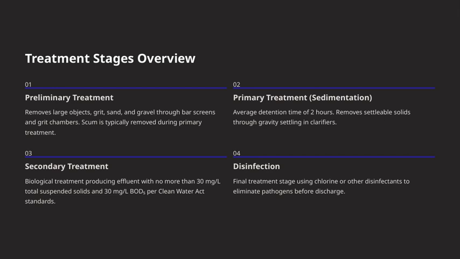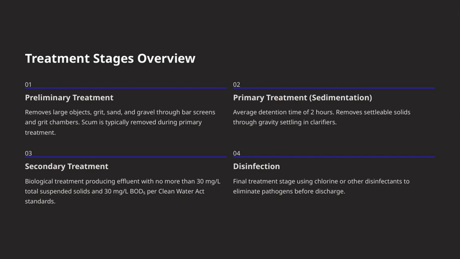Then we move to secondary treatment. This is where biological processes come into play. Microorganisms break down organic matter, producing an effluent that meets strict standards: no more than 30 milligrams per liter of total suspended solids and BOD5, or 5-day biological oxygen demand. This step ensures the water is much cleaner and safer for discharge.